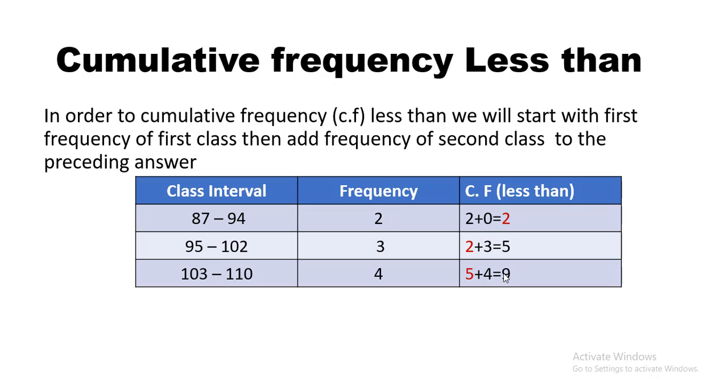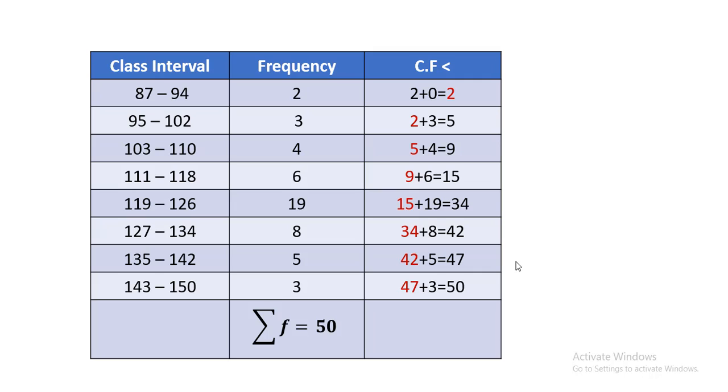Okay, so if you just want to go through it again, we have started with the first frequency as it is, and then with that answer we keep adding the following frequencies to get the following cumulative frequency less than. This is the final answer. See, for CF less than, we have started with 2, then 2 plus 3 is equal to 5. Now this 3 is frequency 3.